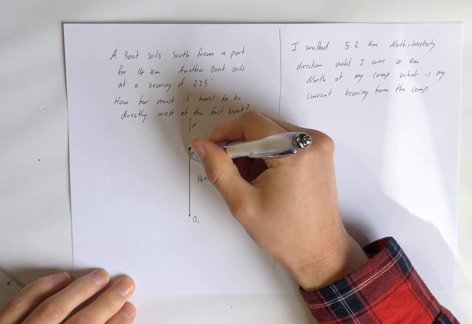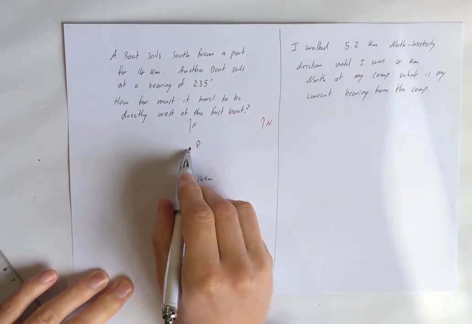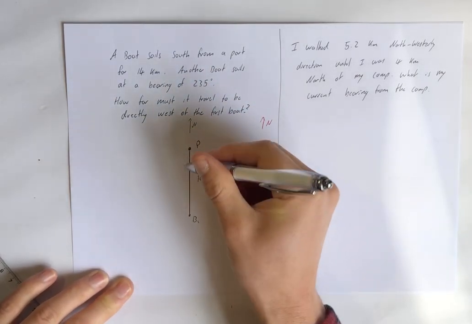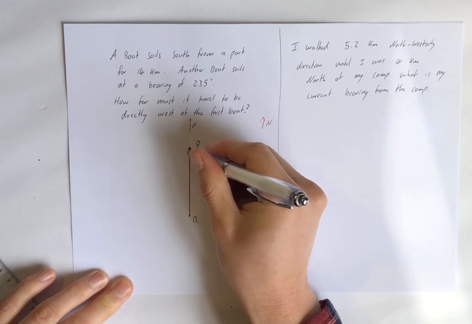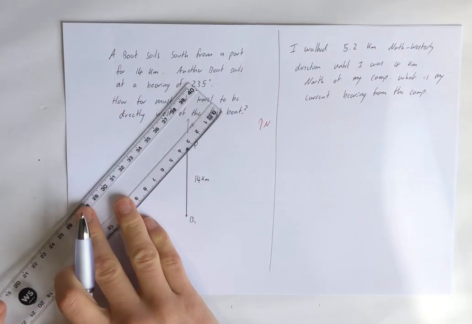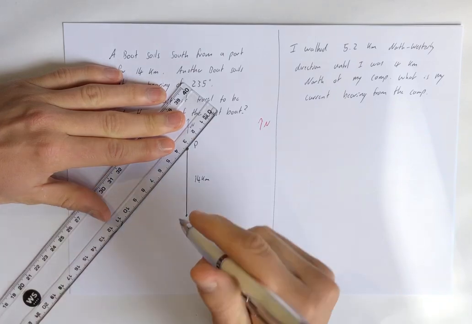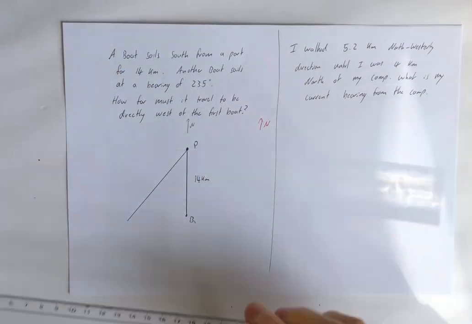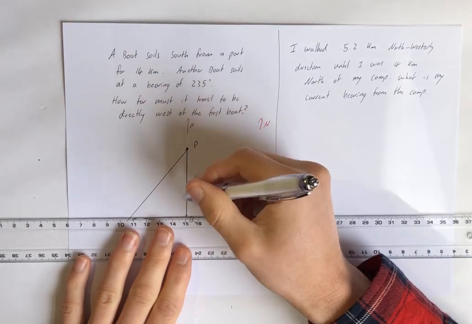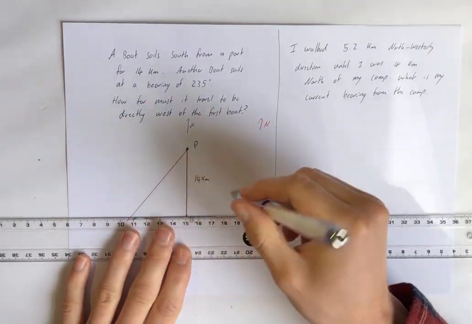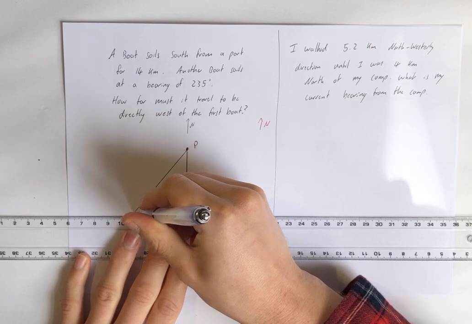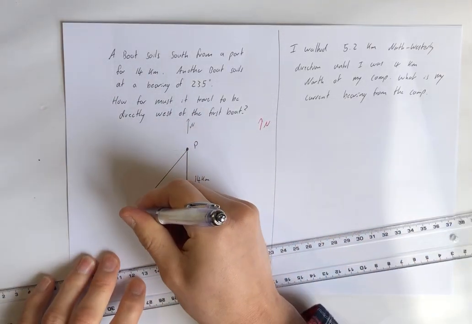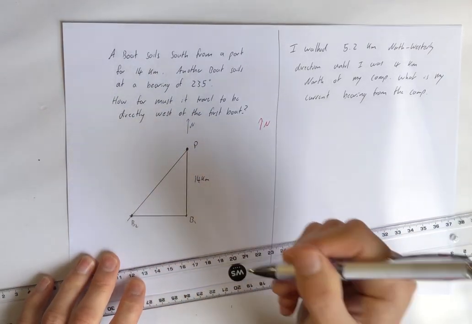Now 270 would be going this way, would be going west. So it's kind of, I'm just going to draw it roughly, it's kind of in this direction here, isn't it? That is a bearing of 235, and now it's sailed until it's directly west of the first boat. So if you're on the boat and you looked west, you would now see B2.